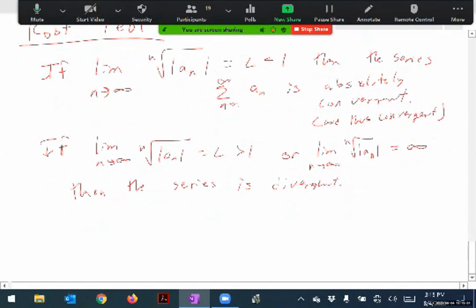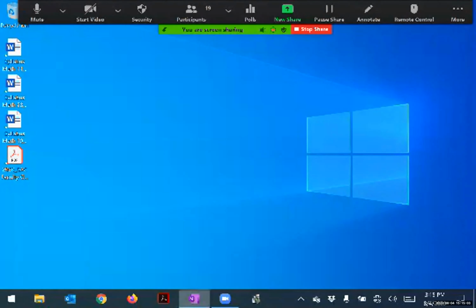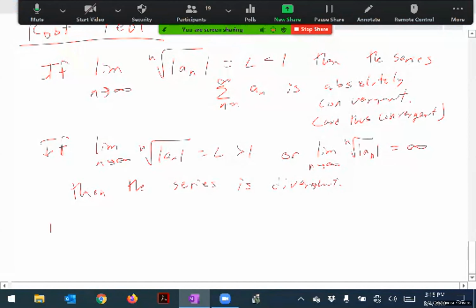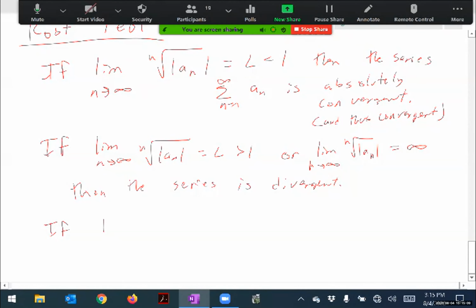And once again, if this limit as n goes to infinity of the nth root of a sub n is equal to 1, then it's an inconclusive test.